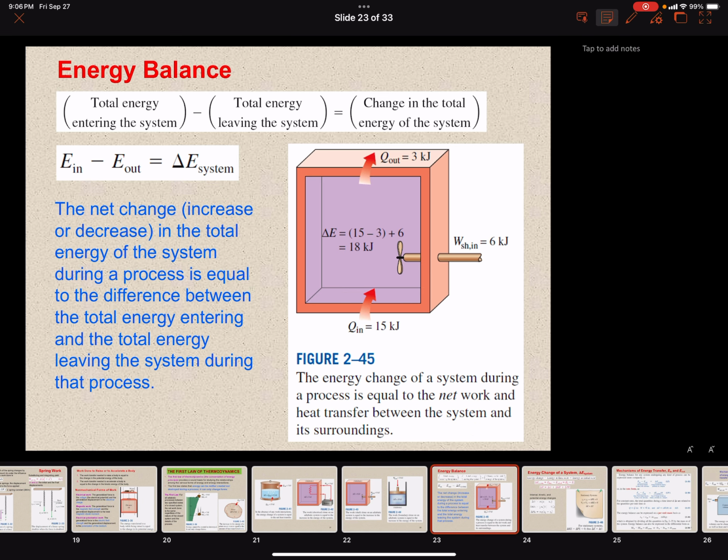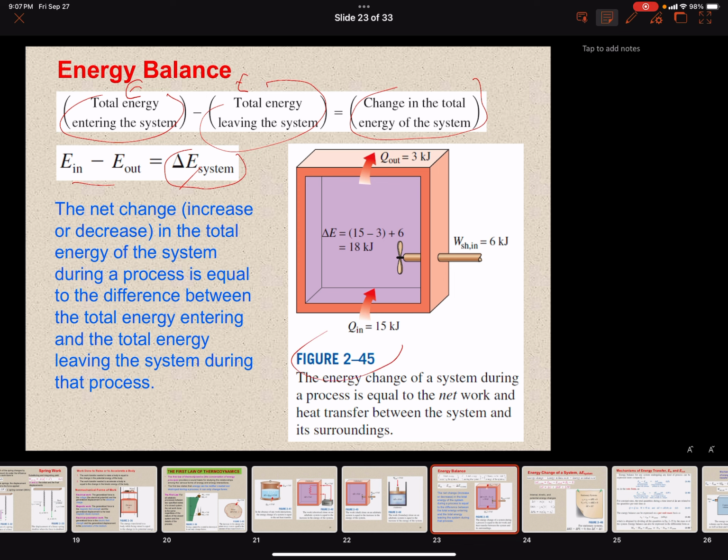Let's look at the slide. This slide talks about the energy balance, and it says the total energy entering the system minus the total energy leaving the system. And when you see the word total, it means capital E. So E in minus E out will be the change in the total energy, and if it says constant, of course this will be 0. But let's look at this example in this figure.